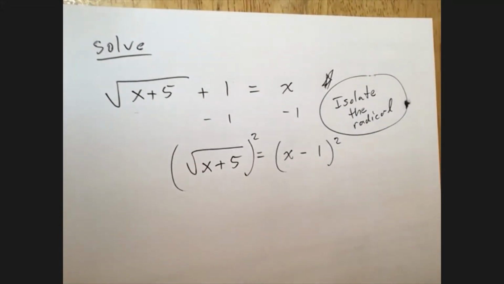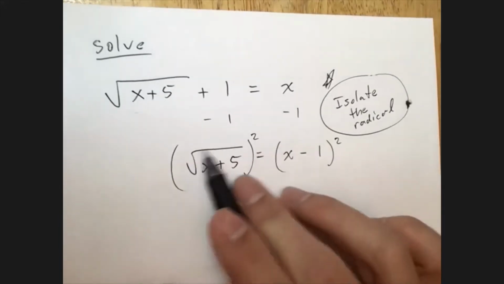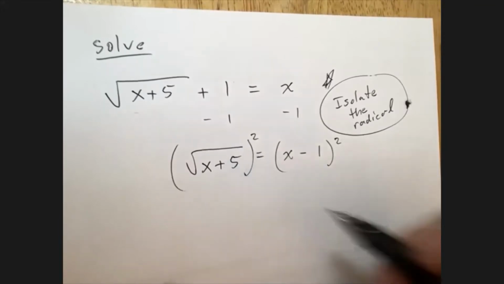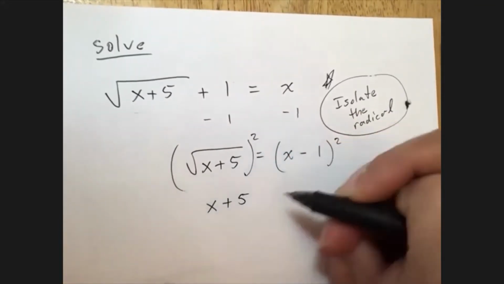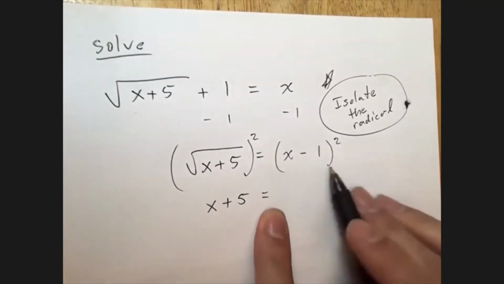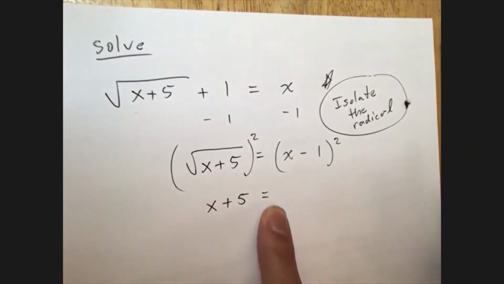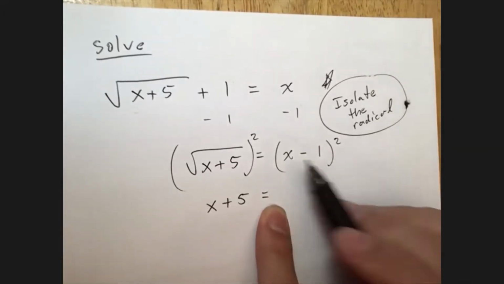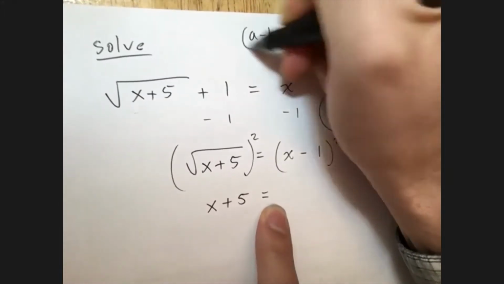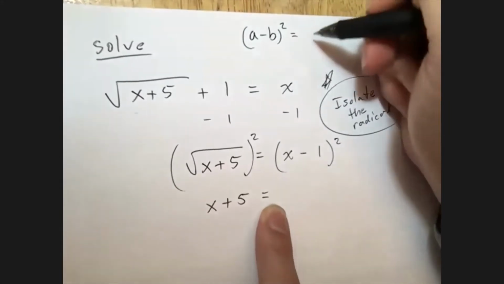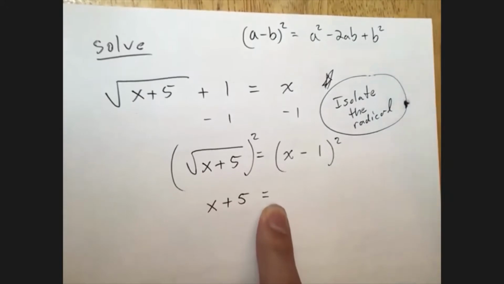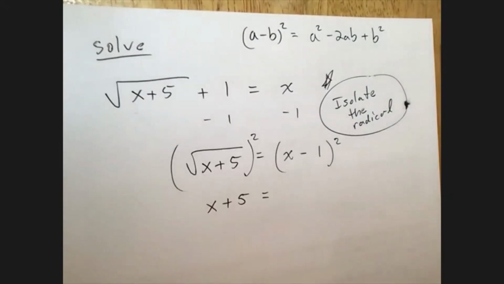And let's see what happens. If I said that when we have the square root of something and then we square it, they undo each other. Right? The square root of x plus 5 squared is just x plus 5. So great, the square root is gone. Now what about the right-hand side? Well, we can multiply this out. Now you could do that term by term, but you might remember this formula. a minus b squared is the same thing as a squared minus 2ab plus b squared. So why don't we just use that formula?